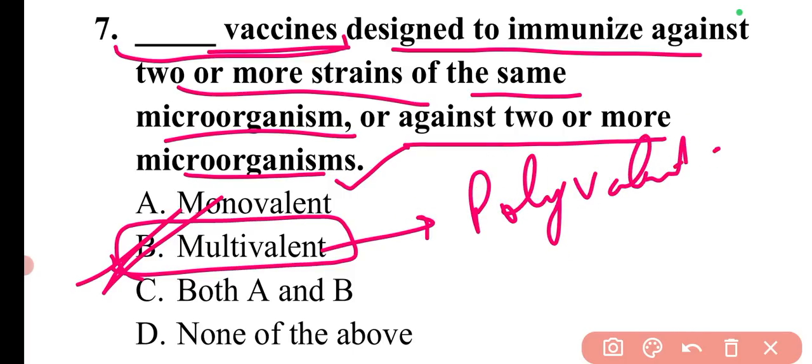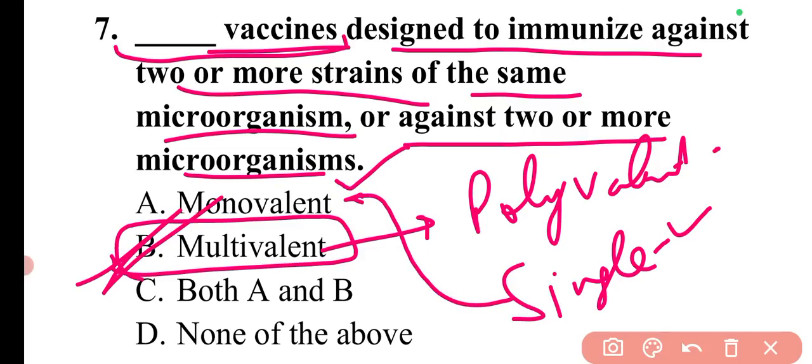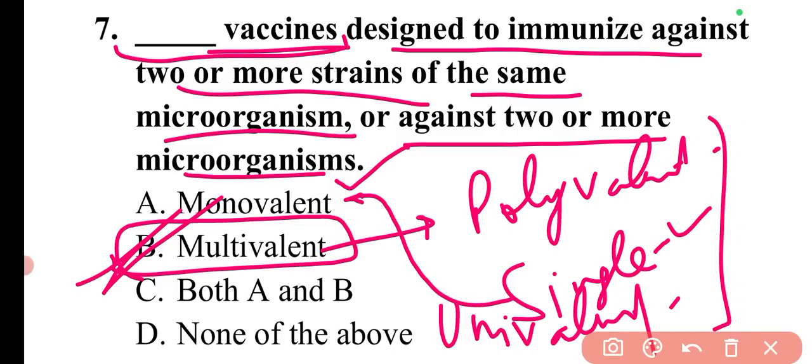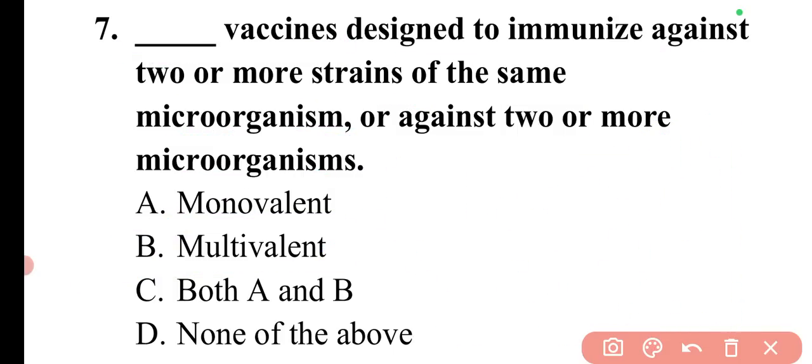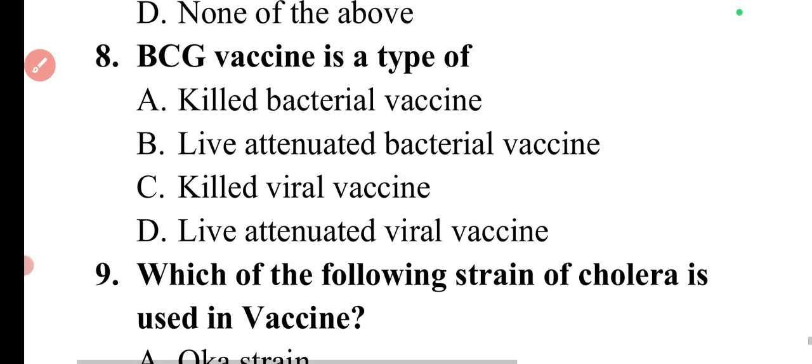If the vaccine is designed to provide immunity against only a single agent or single microorganism, then that type of vaccine is known as monovalent vaccines, or univalent vaccines. So these two terms you also need to remember. Next, we can move to the next question.